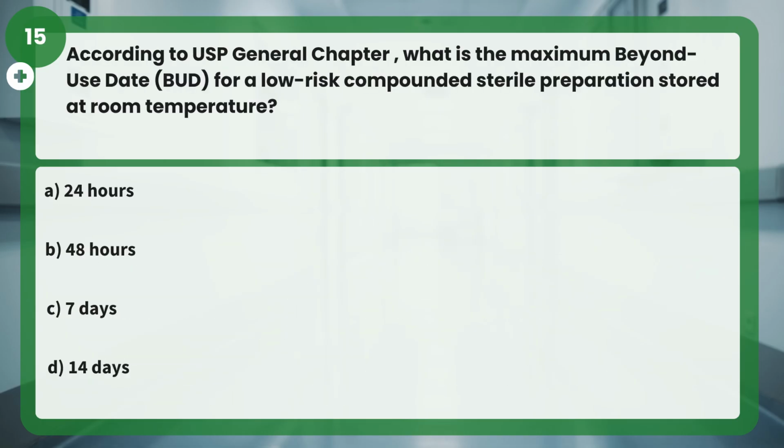Question 15. According to USP General Chapter <797>, what is the maximum beyond use date, BUD, for a low-risk compounded sterile preparation stored at room temperature? A. 24 hours. B. 48 hours. C. 7 days. D. 14 days.